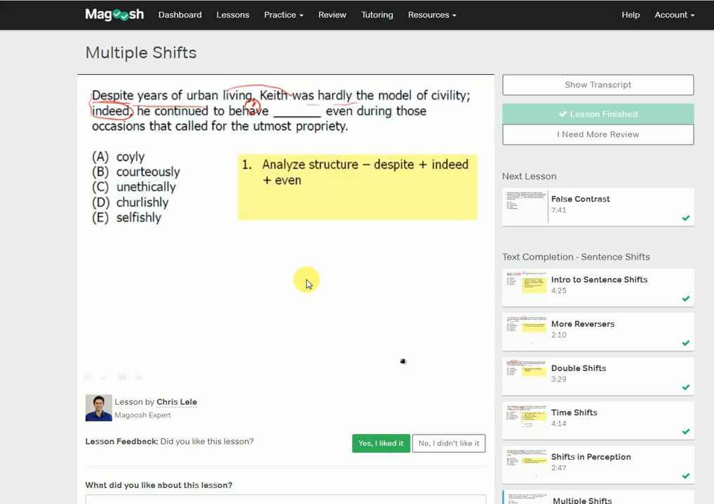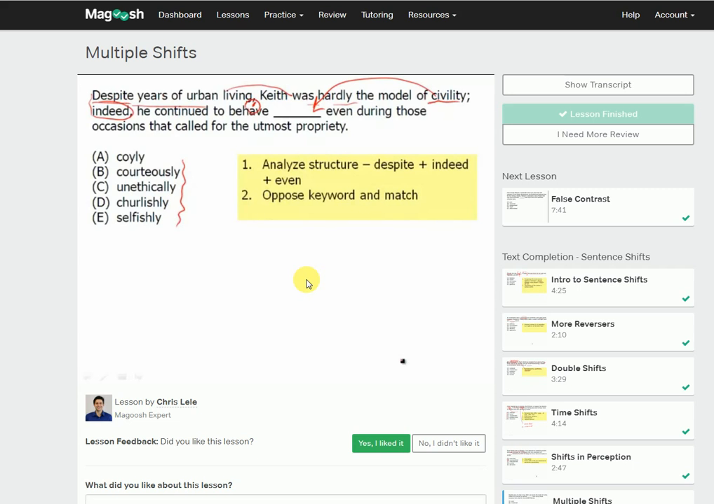Keith was hardly the model of civility. He continued to behave as hardly the model of civility. Or you can look at it this way. He was hardly the model of civility. The opposition here is what? Well, he's not civil or doesn't have civility. So that's what we're looking for here. The opposite of civility. And of course we go to the answer choices. And now we're able to match them.